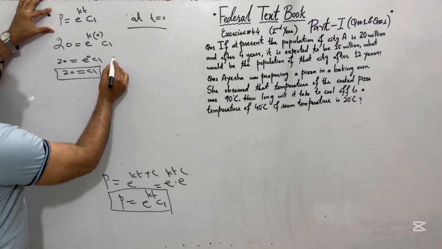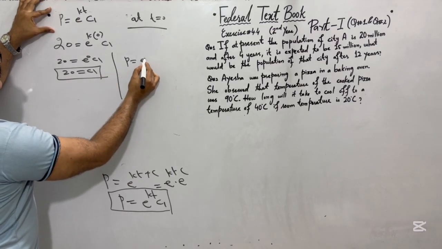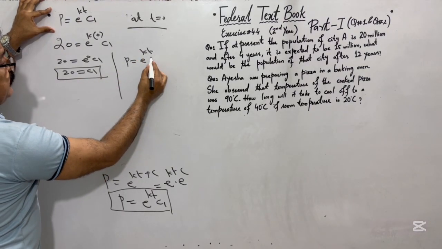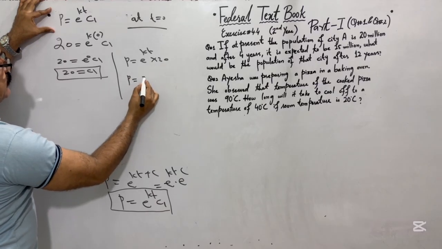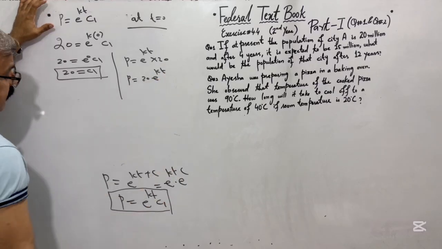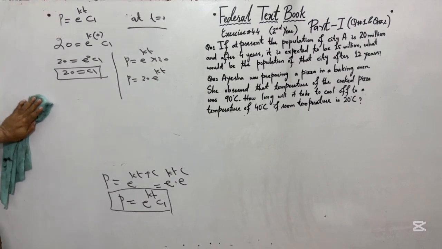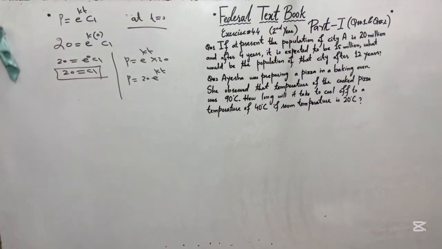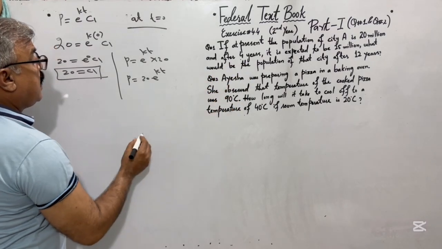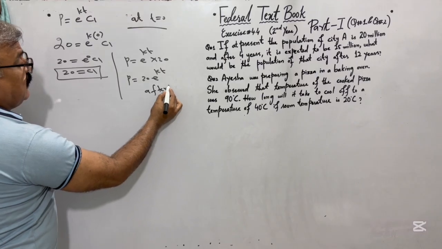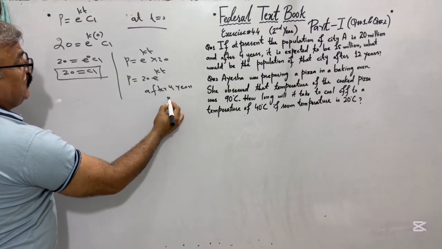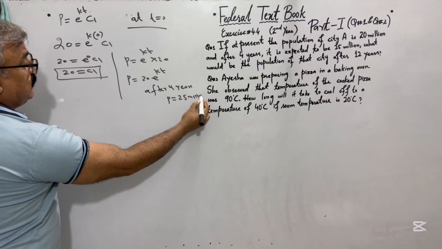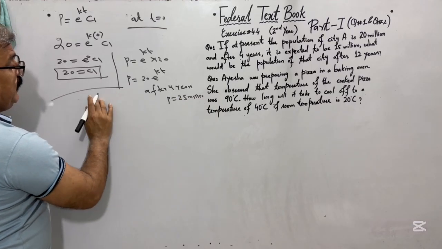Utilizing this, we have P is equal to e raised to kt times c1, and c1 is 20, so I can write P is 20 times e raised to kt. We have utilized condition 1: initially, when we start our survey, the population is 20 million. After 4 years, population is 25 million, so now P is 25.